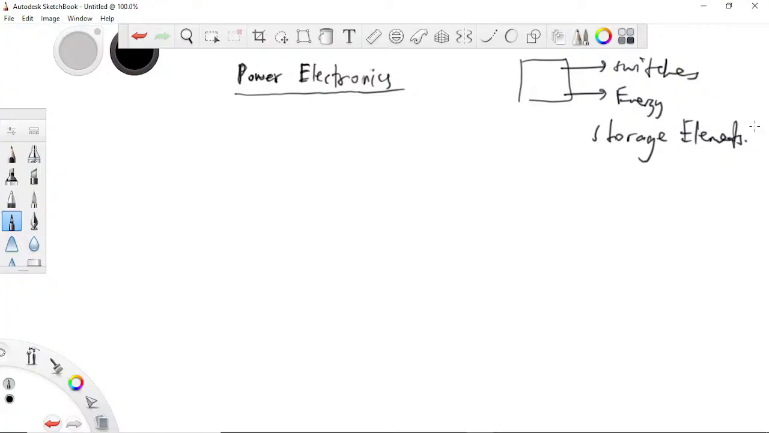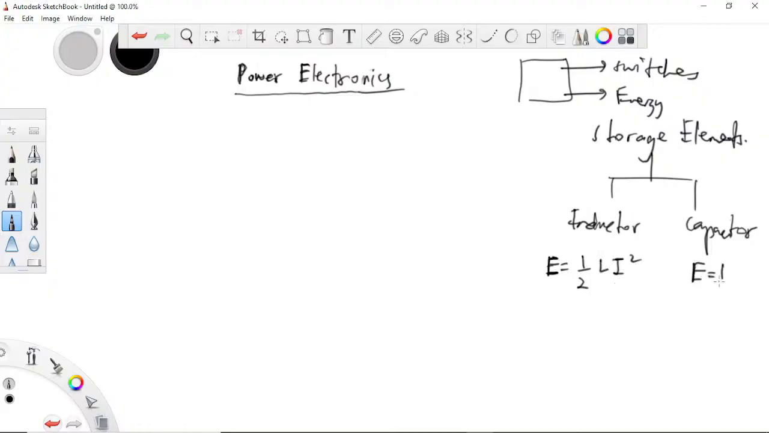Sure. So we've spoken about the switches, right? Now let's talk about the energy storage elements. We have two energy storage elements, as I said earlier on: the inductor and the capacitor. The inductor stores energy in the form of current, given by half L I squared. The capacitor stores its energy in the form of voltage, given by half C V squared. So keep this in your mind.